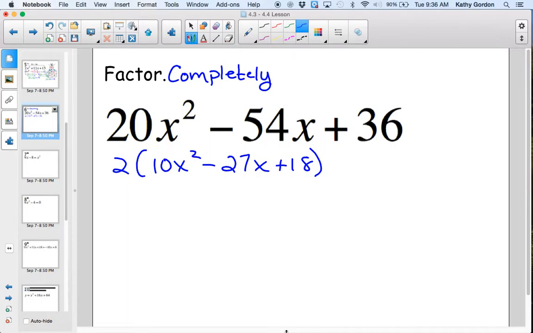So anyone do it that way? What would be the combination of factors of 180 that would add up to negative 27? Anybody get it?